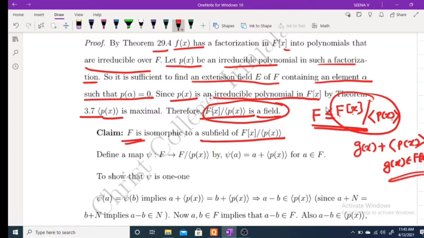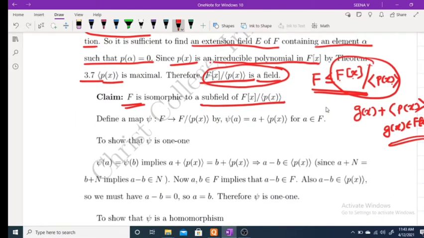Okay. Now define a map psi from F to F[x] over the ideal generated by P(x) by psi of a equal to a plus the ideal generated by P(x), for a belongs to F.